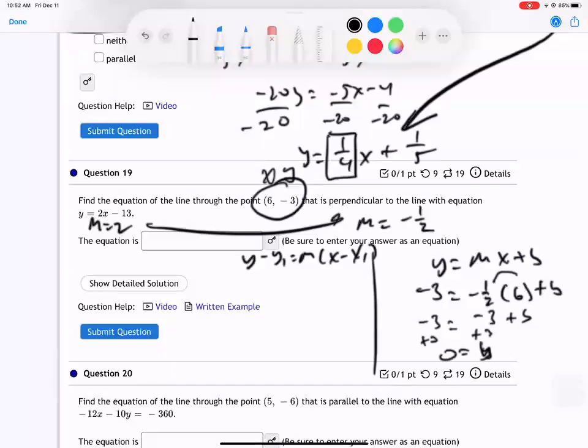B is equal to 0. So when we rewrite the equation y equals mx plus b, y is equal to, we said negative 1/2 x plus 0. So just y is equal to negative 1/2 x. Let's see if we get the same answer over here on our left.